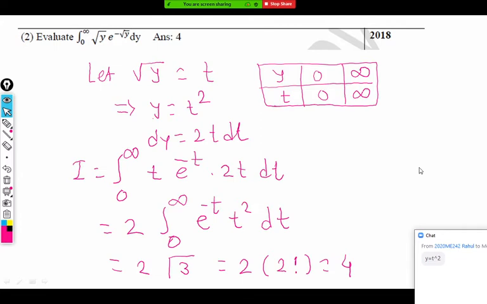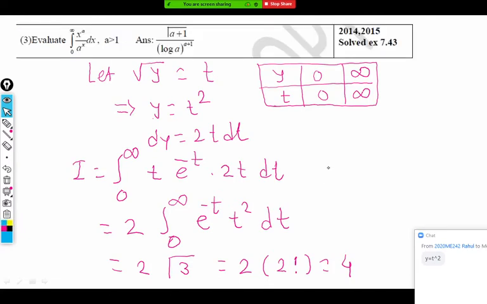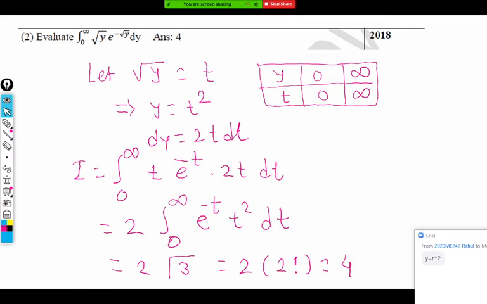Can you explain how gamma 3 came? What is the problem with gamma 3? How did it come? Comparing by the definition, what is the definition of gamma function? Tell me, what is gamma n? Integral from 0 to infinity of e raised to minus x, x raised to n minus 1. So, as you said, gamma n is the integral from 0 to infinity of e raised to minus x, x raised to n minus 1 dx.